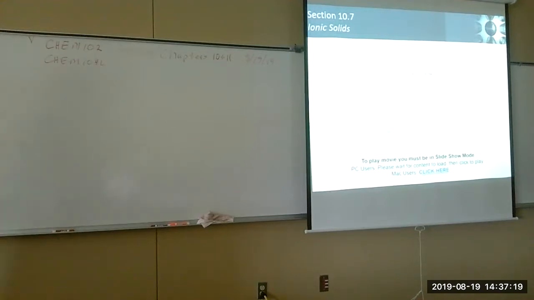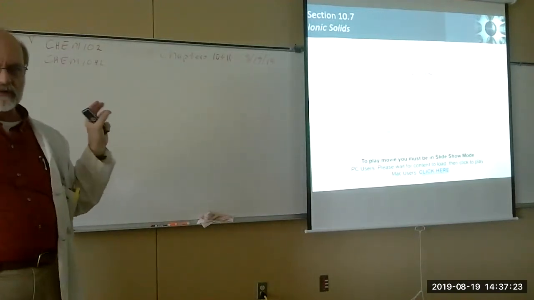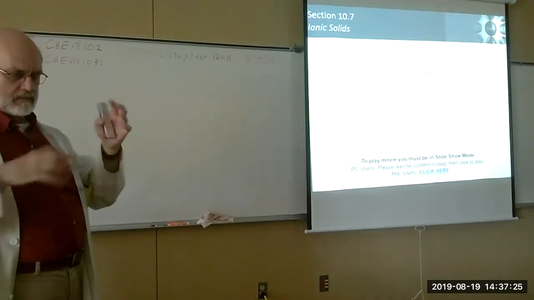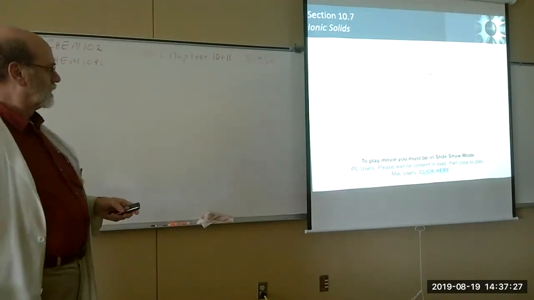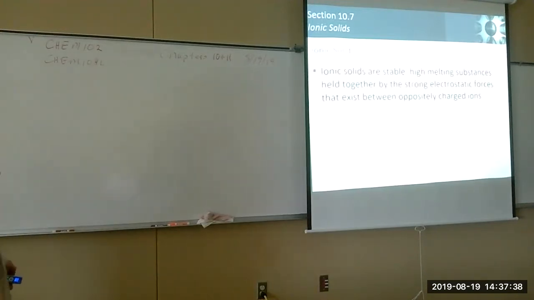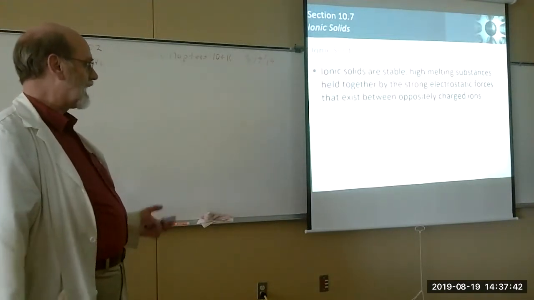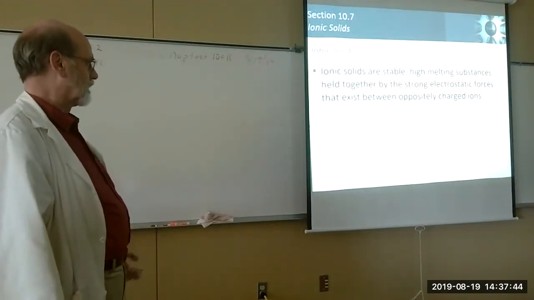Okay, so up to this point, we had a discussion about metallic solids and the way they pack together. Now we're moving into the other two, the molecular solids and the ionic solids. So the ionic solids are reasonably stable, high melting point substances.